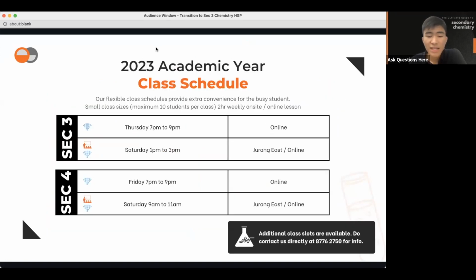So the class schedule is as shown. If you are interested, you can submit the form, and then you can indicate the classes that you want over there as well.